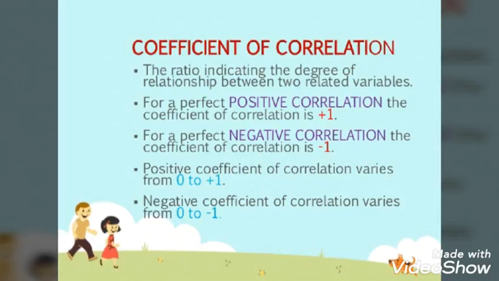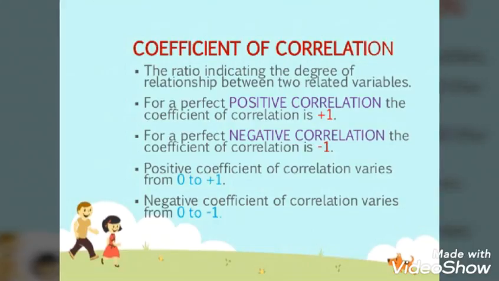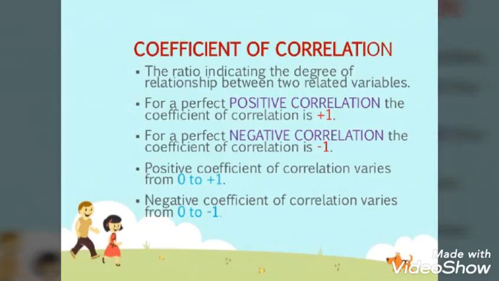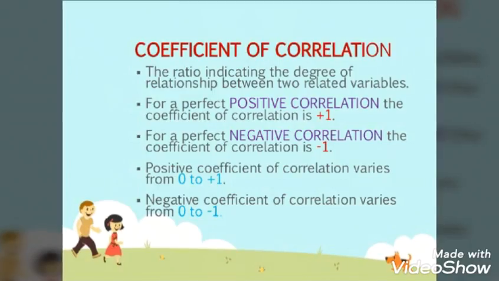coefficient of correlation is minus 1. So whenever the variables move in the opposite direction, that is, it is negative correlation, the value will be -1. Positive coefficient of correlation varies from 0 to +1, and negative coefficient of correlation varies from 0 to -1. So whenever it is positive, it will move in the positive direction, that is 0 to +1, and when it is negative, it will move from 0 to -1.